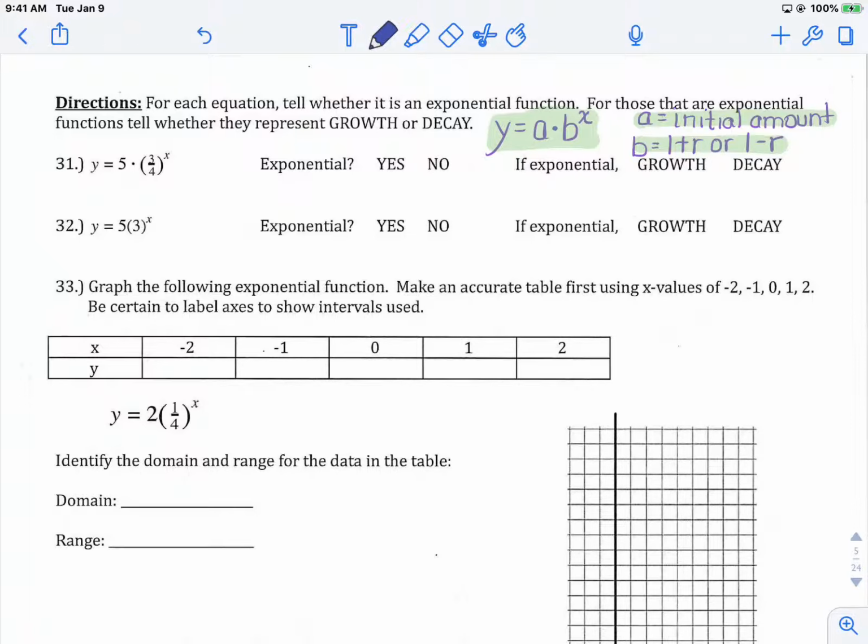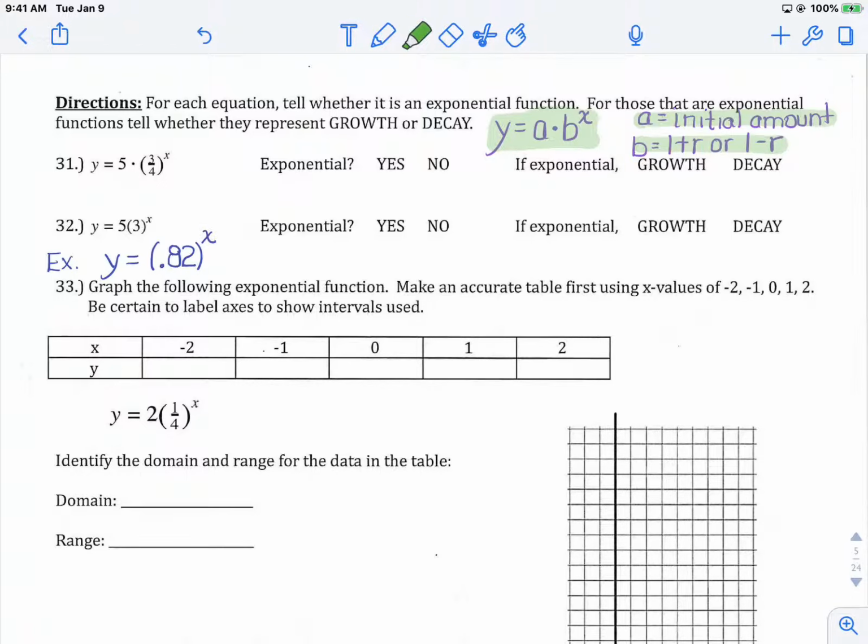So when we look at 31 and 32, we should be able to see in the expression whether or not it's exponential and if it represents growth or decay. So I'm going to give you an example one that's a little bit harder, and then you can go back and look to see what you think. And I'm going to do 0.82 to the x.